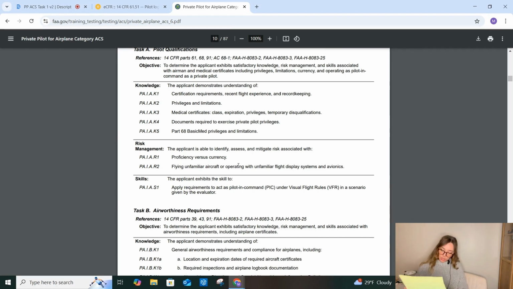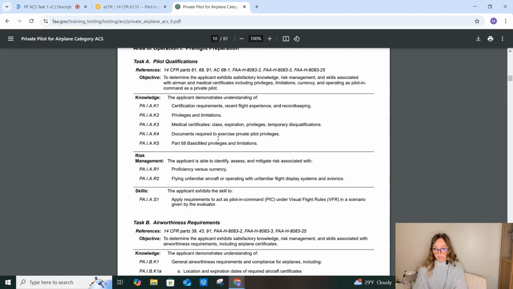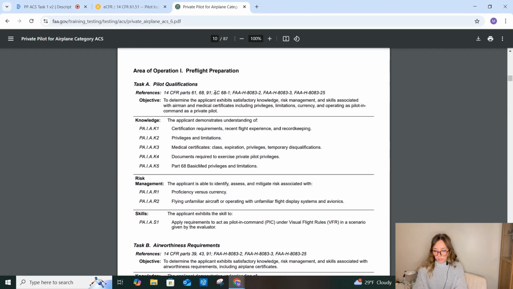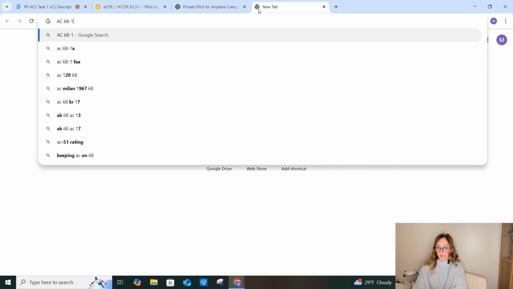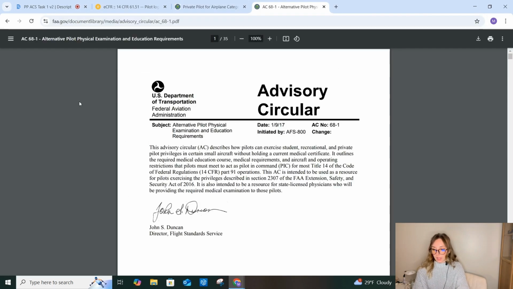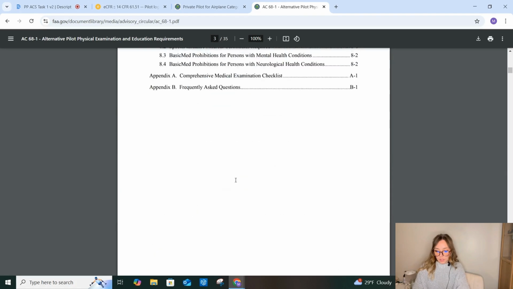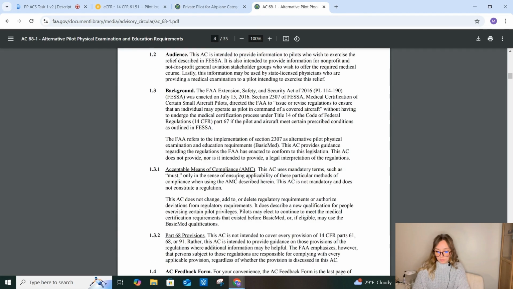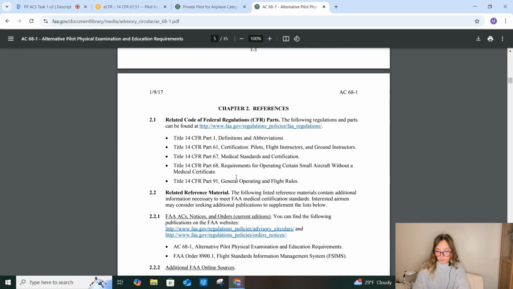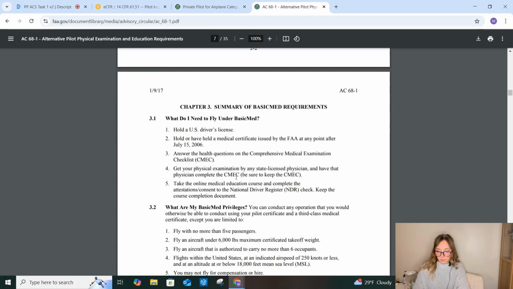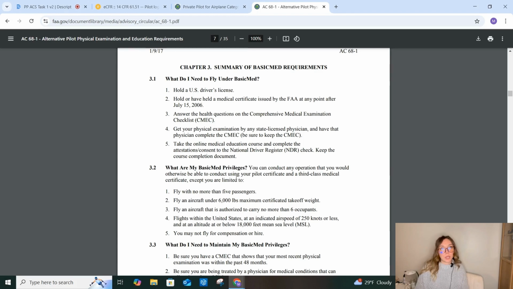I think I have more detailed notes. Maybe not there, but we could go into the advisory circular. So the advisory circular is here, 68-1. On the FAA website, basic med looks like this. It's a document, 35 pages long. It tells you details about basic med. So this is a summary, and I'll review it.